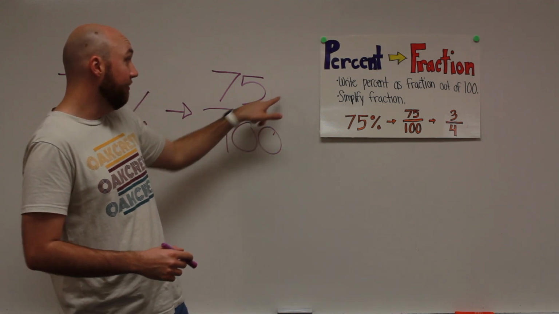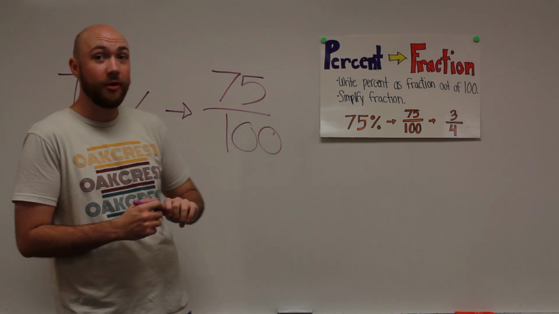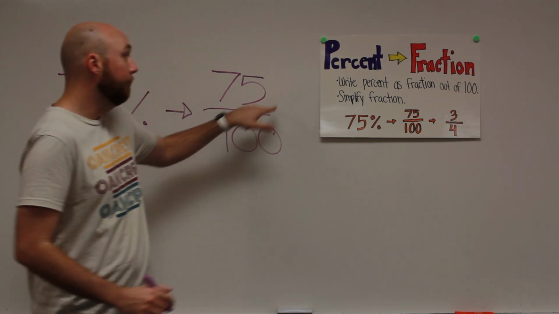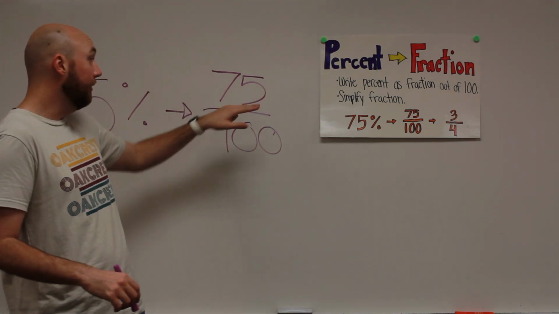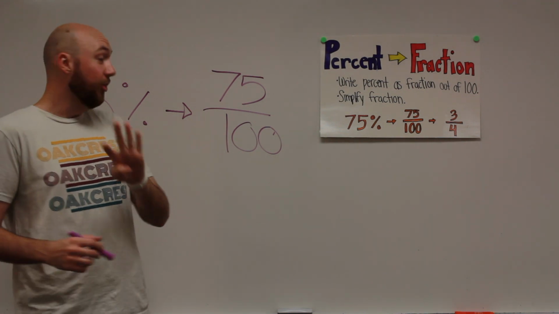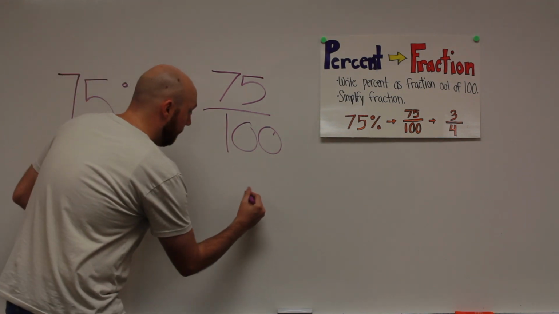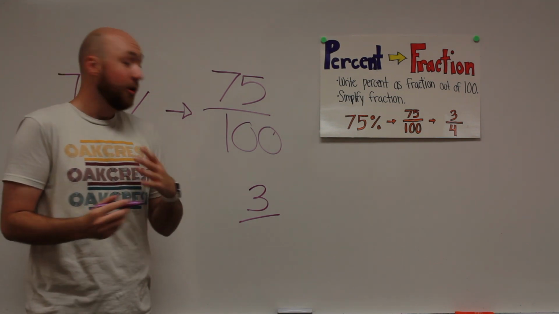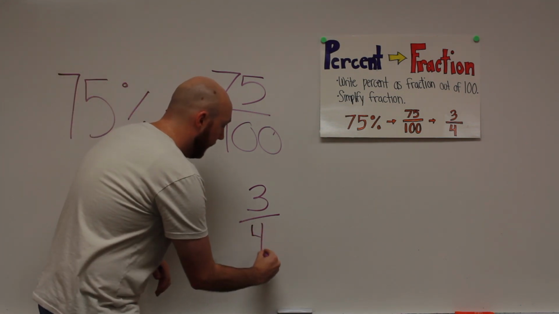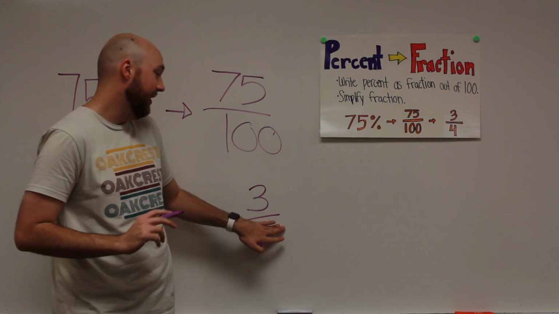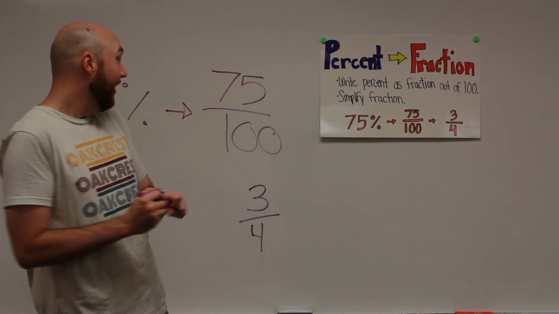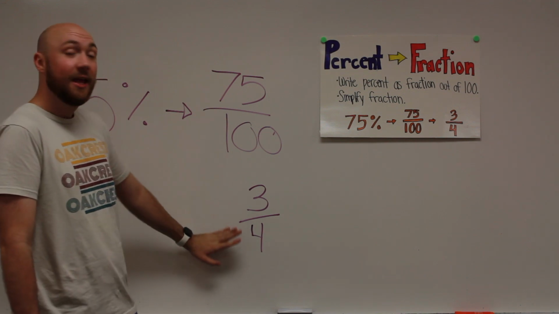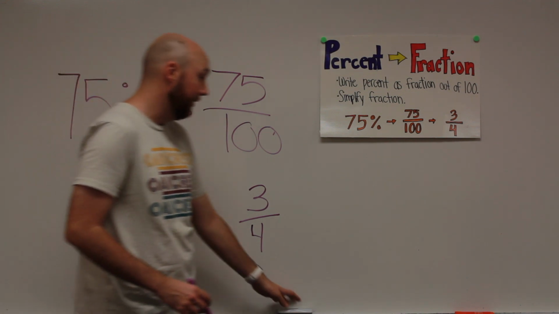Okay, so to simplify 75 over 100, I know that the number 25 goes into both of these numbers. 25 goes into 75 3 times, and 25 goes into 100 4 times. Oh yeah, sorry, I almost wrote 45. Okay, so this is our final fraction. So we just turned 75% into a fraction by doing this.